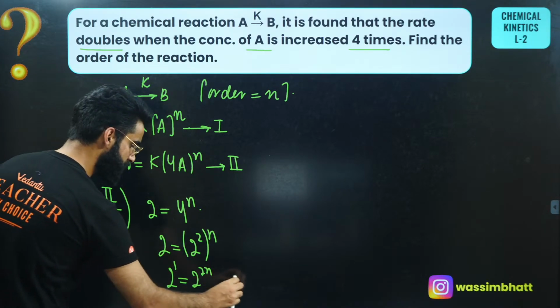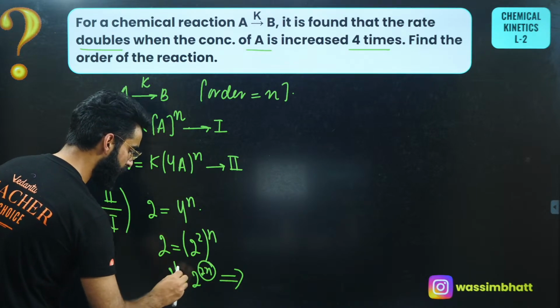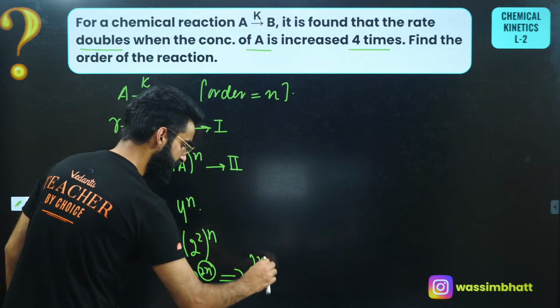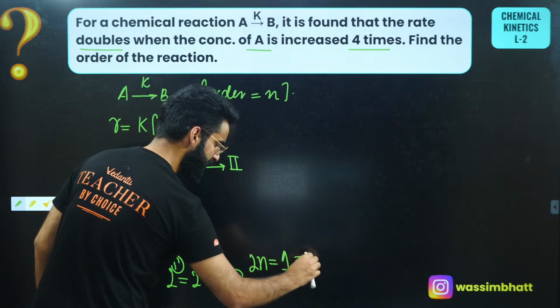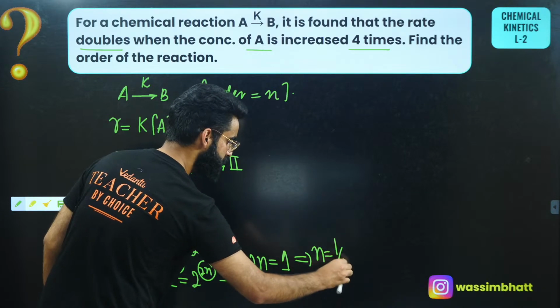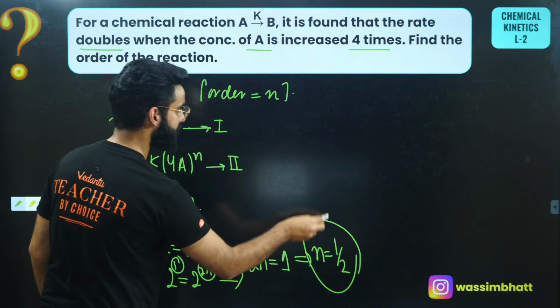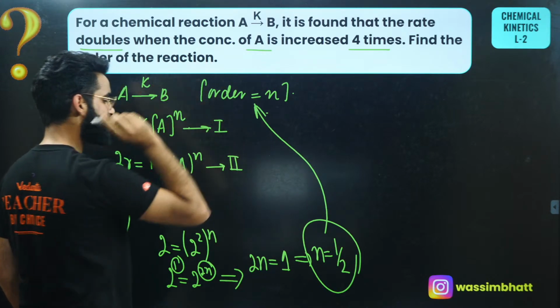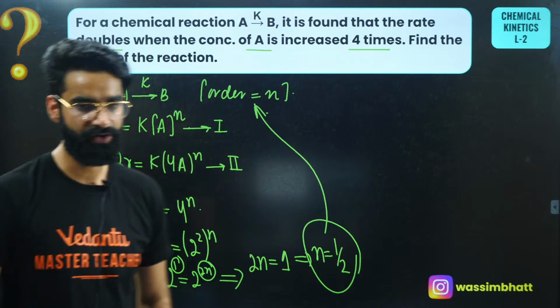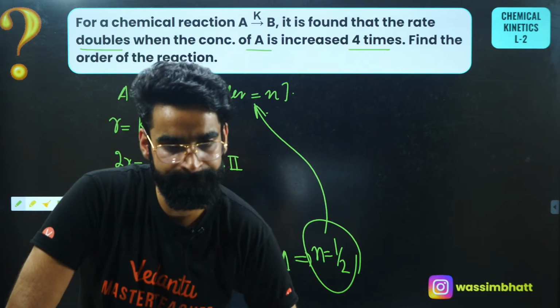When can this equation be true? This equation can only be true if the value of 2n is equal to 1. If 2n is equal to 1, which simply says n is equal to 1 by 2. What is n? n was the order of the reaction. So I got to know the reaction is fractional order, right? The order of the reaction is 1 by 2, yeah?